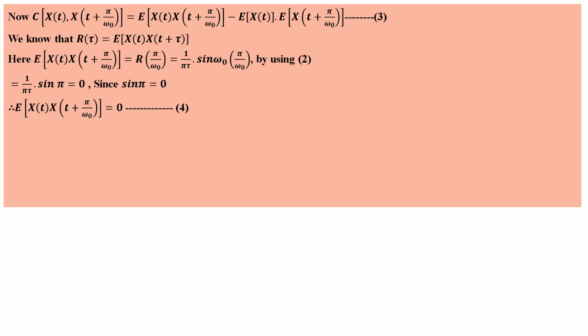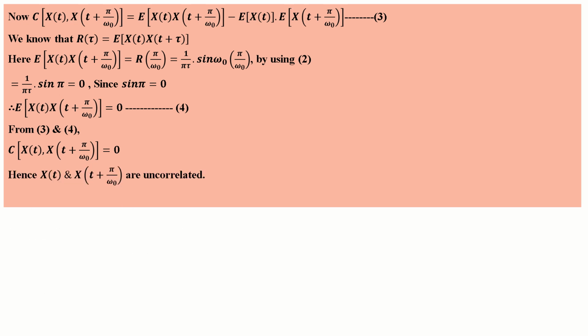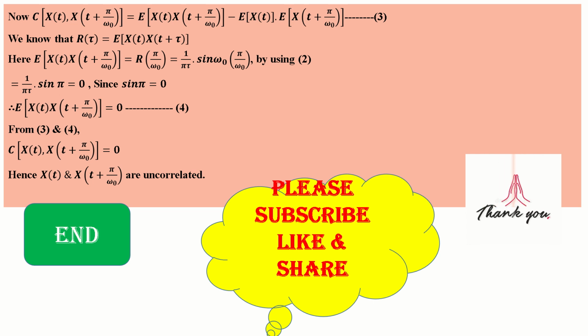Now E[X(t) X(t + π/ω0)] is 0, right? So the first term is 0, and the second term is also 0. So you will get 0. So both are 0. That means the covariance of X(t), X(t + π/ω0) is equal to 0. Therefore X(t) and X(t + π/ω0) are uncorrelated. Thanks. We'll see in the next video.